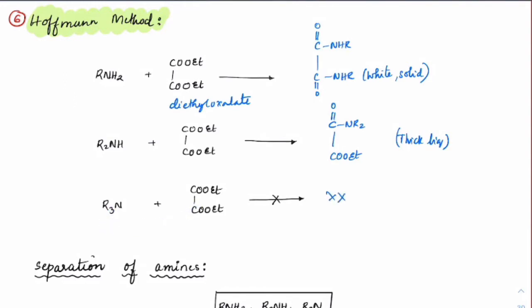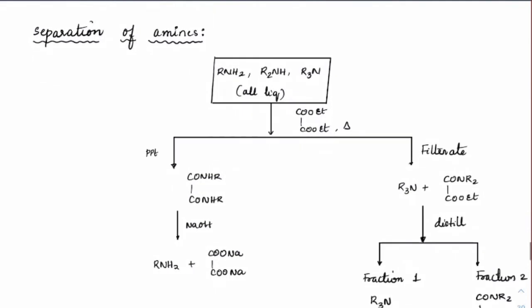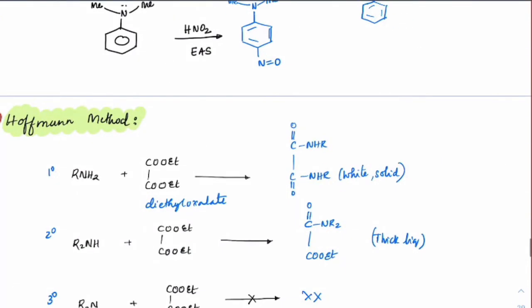So this confirms the presence of primary, secondary or tertiary amines. This is Hoffman's method. Hoffman's method can also be used for separation, just like Hinsberg's method. So first you can see all are liquids here. You react with COET, which is diethyl oxalate, and heat it. In all of these cases, heat is mandatory.